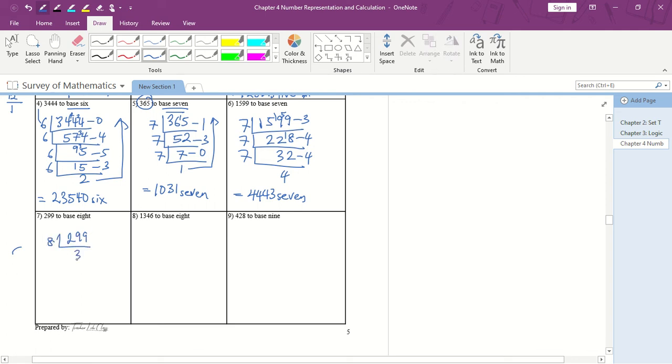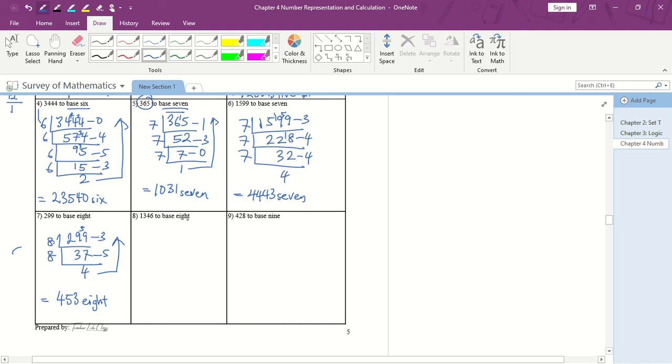So it'll be 3 times 8 is 24, here it'll be 59. And of course, 8 times 7 is 56. 59 minus 56 is 3, divided by 8, 8 times 4 is 32. 37 minus 32 is 5. 4, 5, 3. So the answer is 453, and this is base 8.